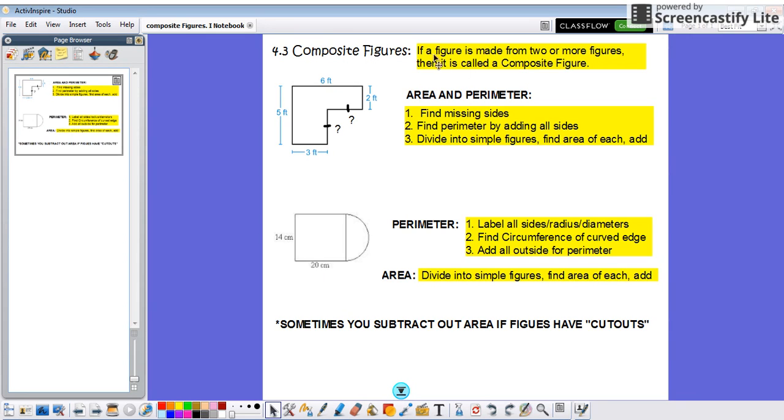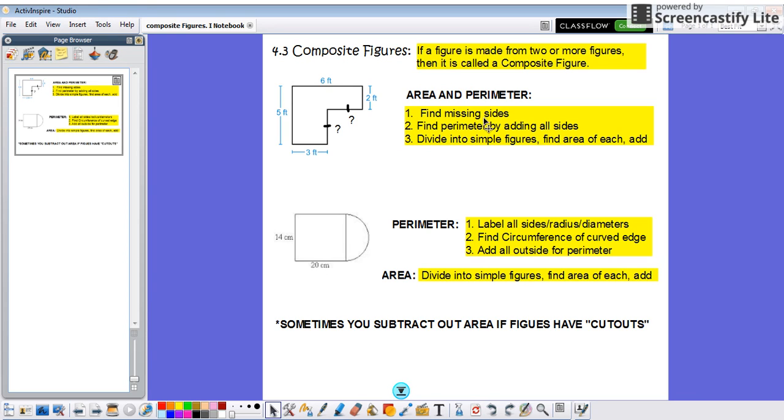A composite figure is a figure that's made up of two or more figures. Think about the simple figures you already know, like rectangles, squares, triangles, all the different quadrilaterals, as a matter of fact, and circles. If we cut those pieces up and put them together to make these odd shapes, those are the composite figures. You can find the area and perimeter of these composite figures by just following some simple steps.